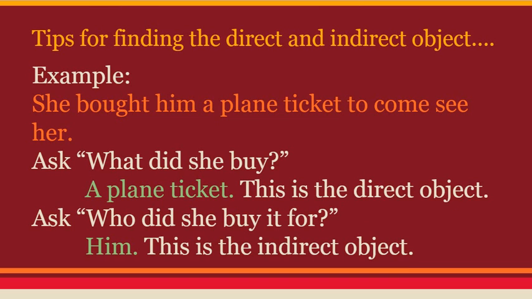Tips for finding the direct and indirect object. For example, she bought him a plane ticket to come see her. Ask, what did she buy? The answer is a plane ticket. This is the direct object. Ask, who did she buy it for? The answer is him. This is the indirect object.